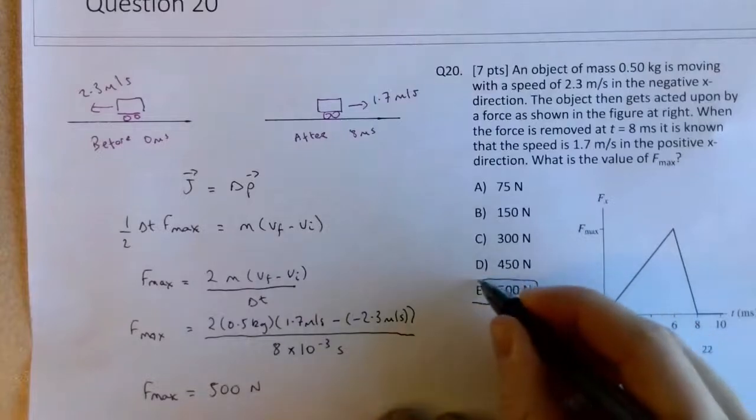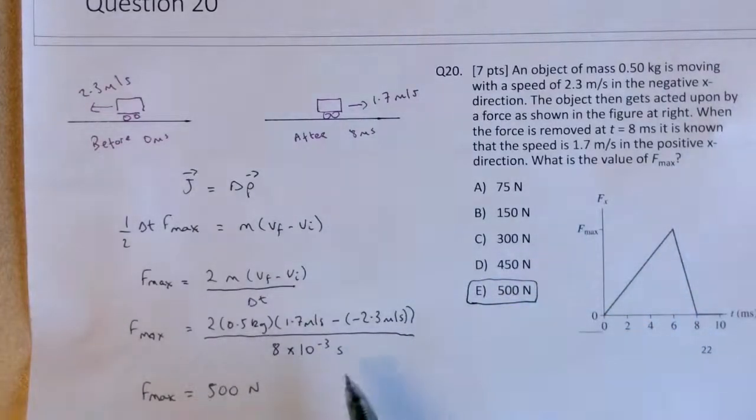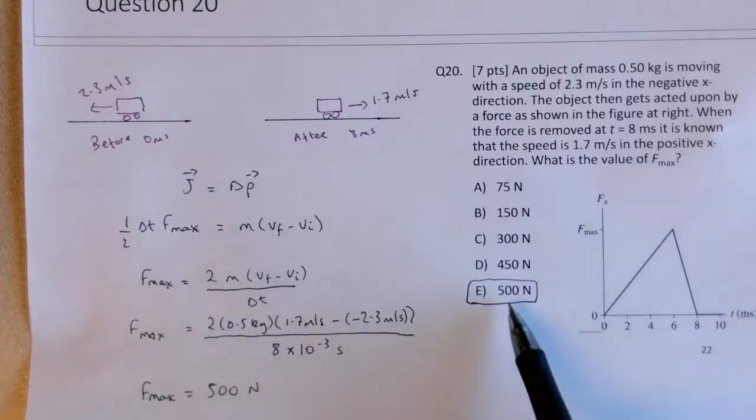It's a pretty sizable force, but we have a change of momentum. This ends up being 4 times 0.5, so that's 2 kilogram meters per second. It's a change in momentum that occurs over a very small time interval, only 8 milliseconds, so we should have a very significant force for that change of momentum to occur. This is choice E.